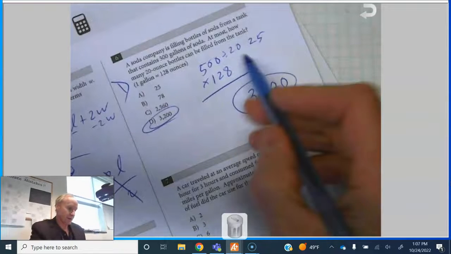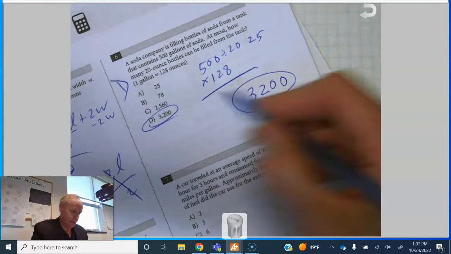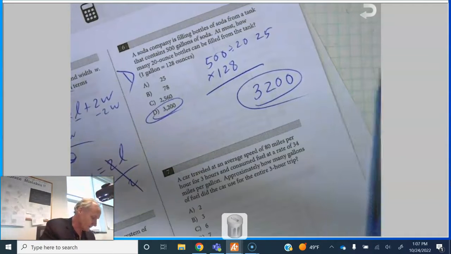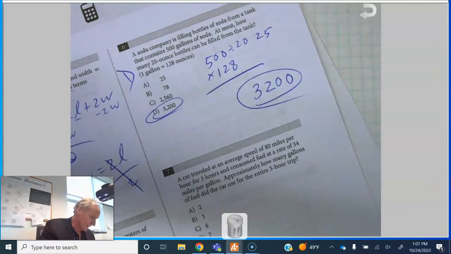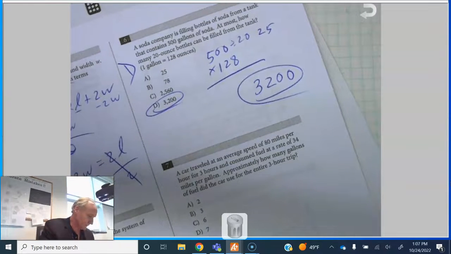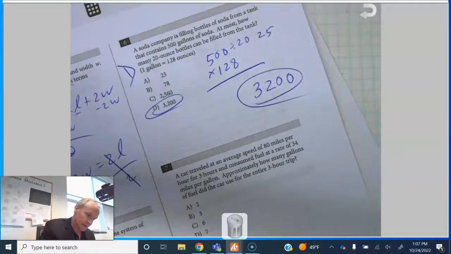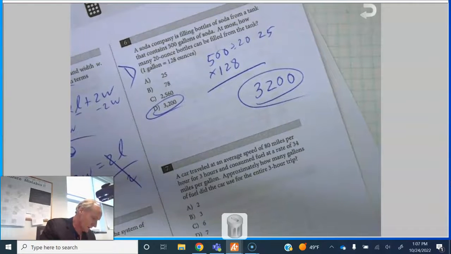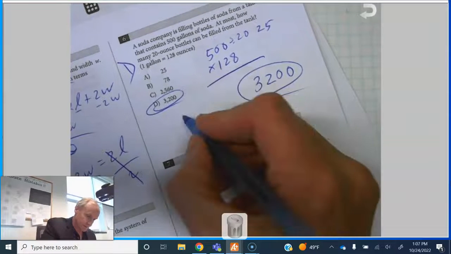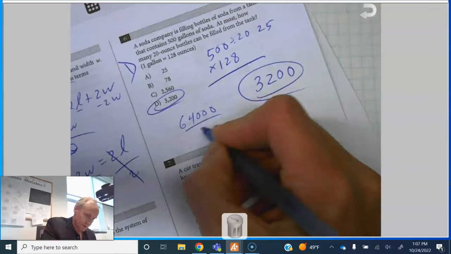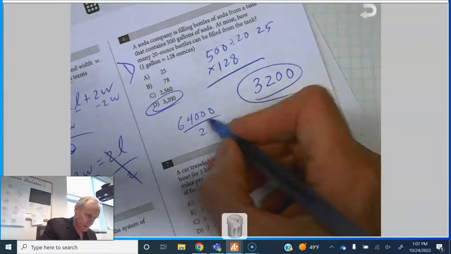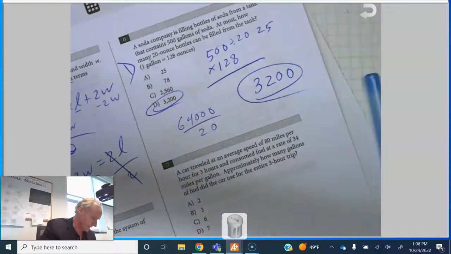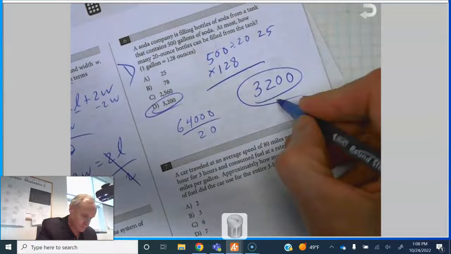I just divided this by the 20 ounces. This is the total number of ounces. Now I'm actually going to do it with the calculator. That's 500 times 128 and divided by 128. Sorry, divide by 20. Duh. So we get 64,000 ounces. And we're going to do 20-ounce bottles. And so we end up with 3,200 divided by 20. 3,200 bottles.